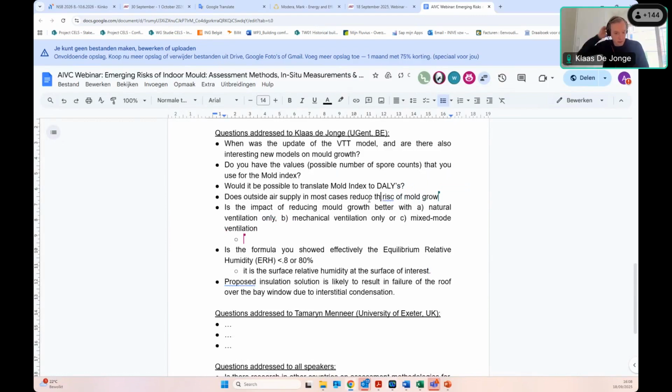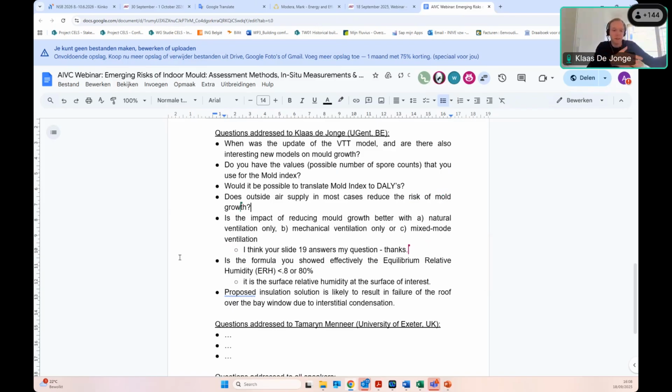Well, the update on the VTT model, the Finnish mold growth model, I actually put the link in the slides for everyone to find. If you look at the references, it seems to be something that they've built on throughout the years. So I don't think there's one date on the update. But they actually published an Excel file, which is the one I based my implementation in Modelica on, with a lot of the details. So they're quite open source on it. But I don't have an exact date on when it was done.